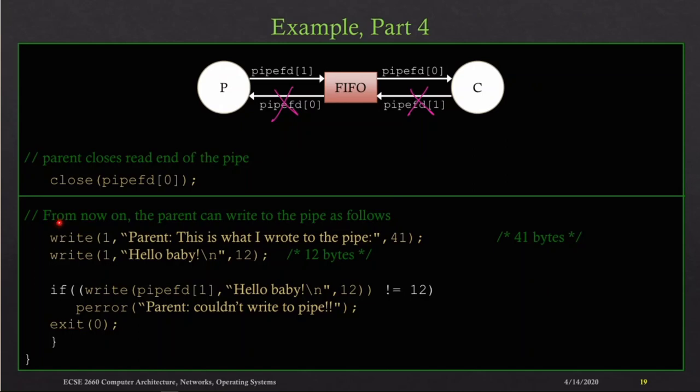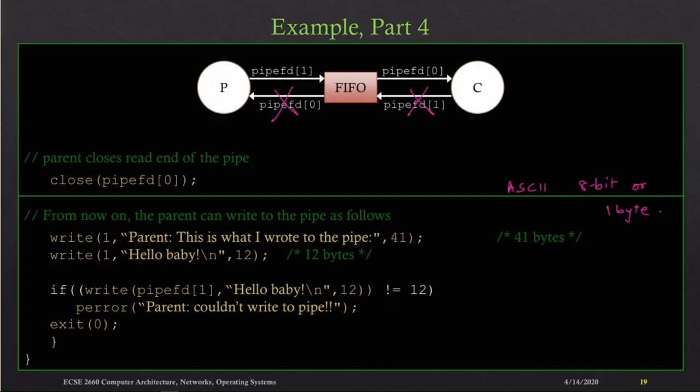Then the parent can write to the pipe as follows. What are we writing to the pipe? Right now we are not writing to the pipe, we are writing to the file descriptor 1, so that's on the standard output screen. On the standard output screen, we are saying parent says this is what I wrote to the pipe, colon. So that is a total of 41 bytes. Notice these are ASCII characters, and an ASCII character is 8-bit, or 1 byte. So the number of characters should be the same as the number of bytes here, and if you count, there will be 41 characters over there.